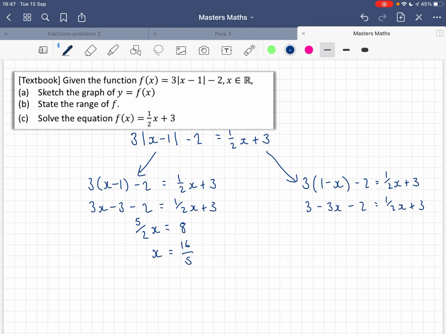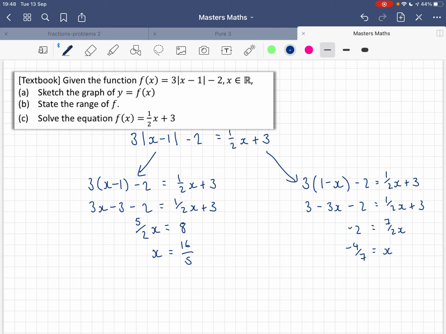X is on one side. I'm going to add my 3x across to avoid it being negative. That gives me 7 over 2x equals, I've got 1 minus 3 minus 2. So x is equal to negative 4 over 7.